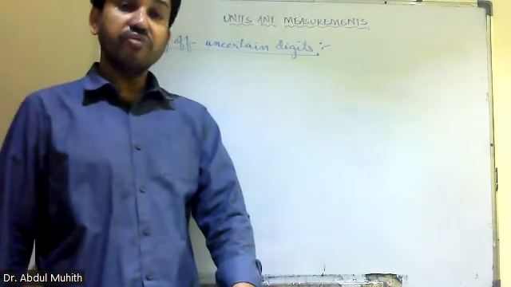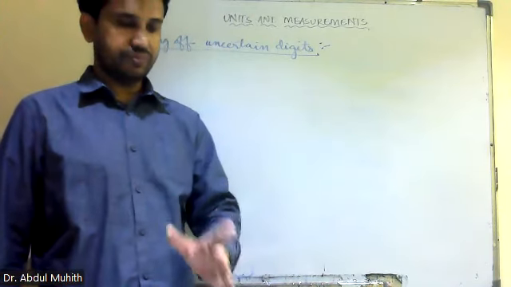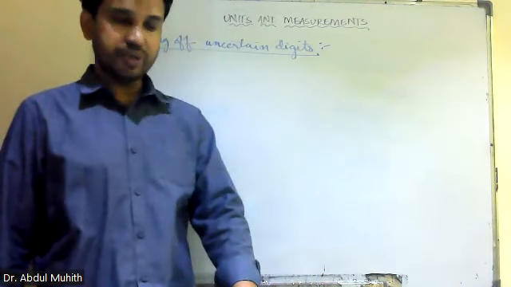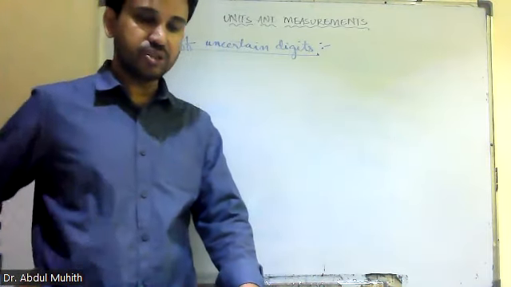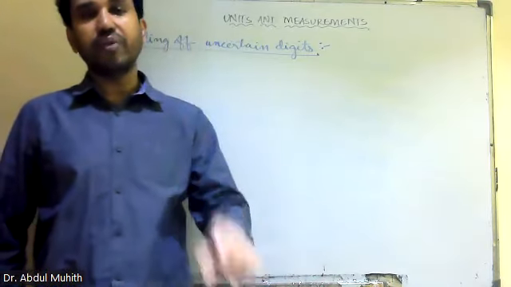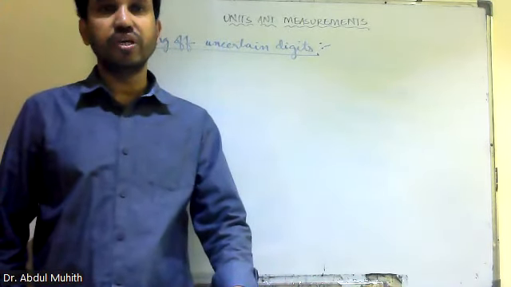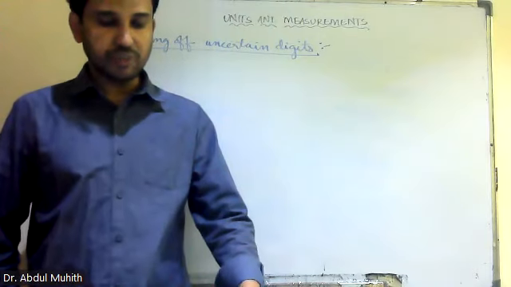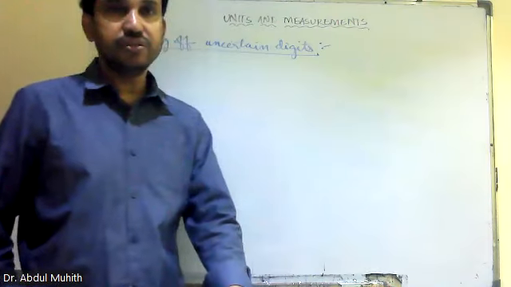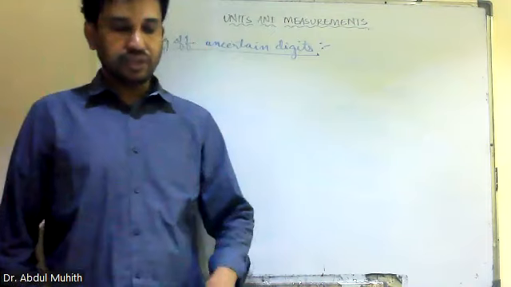When we are multiplying or dividing any numbers, what will happen? The answer should have the least number of significant digits. And when we want to add or subtract, both values should have the same significant figures, and the answer will also have the same significant figures. Is that clear? Yes, sir.